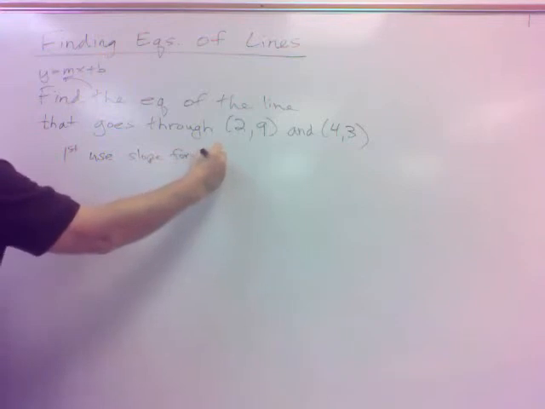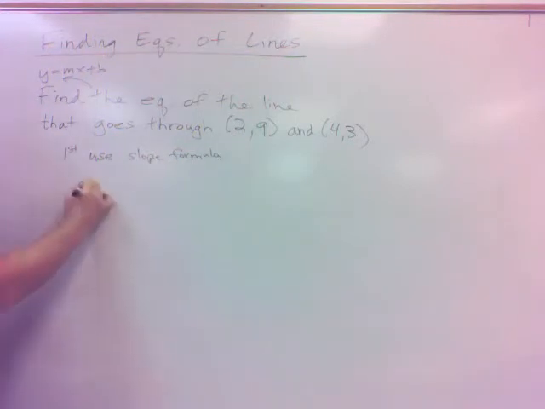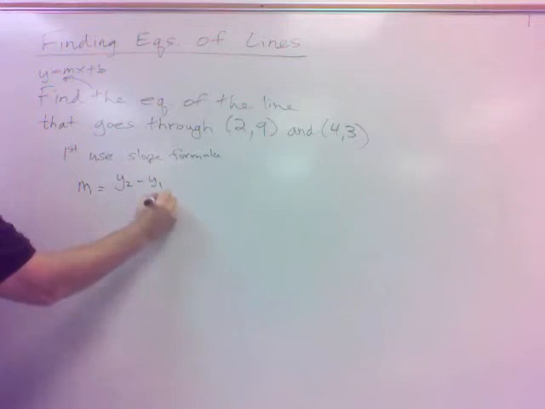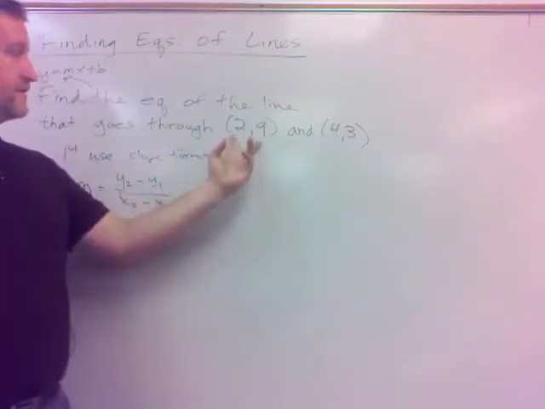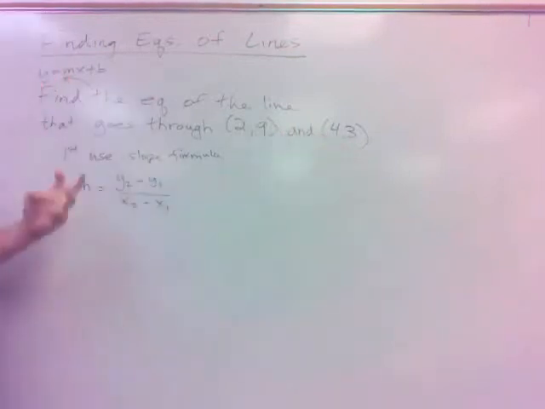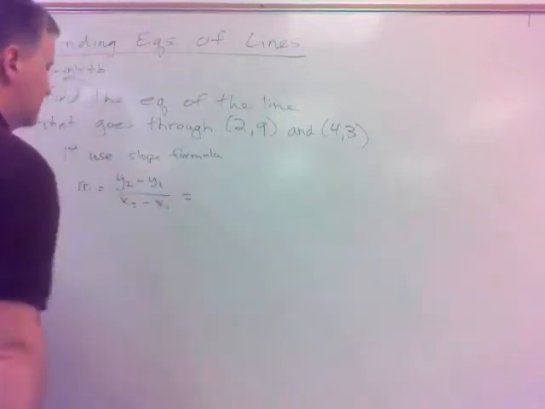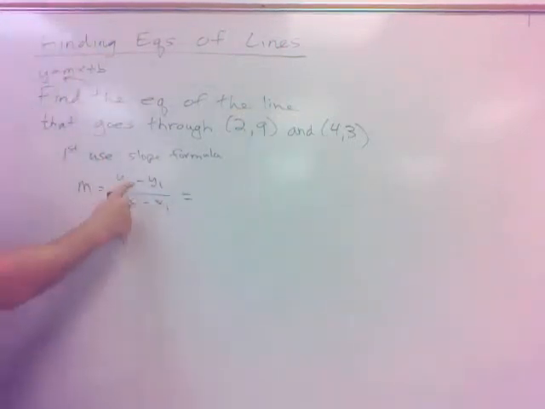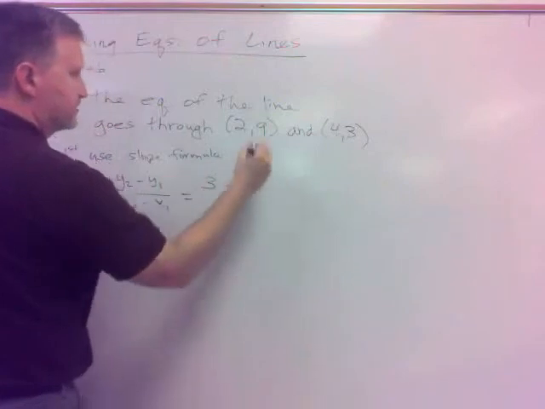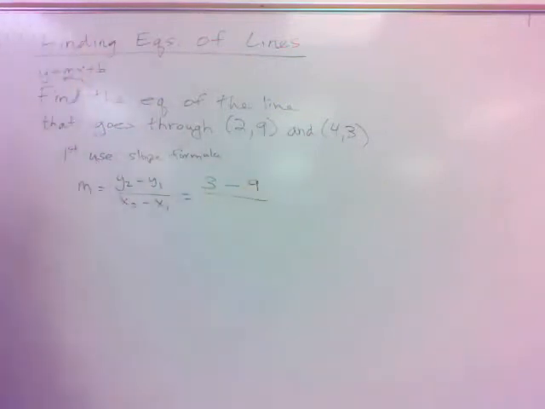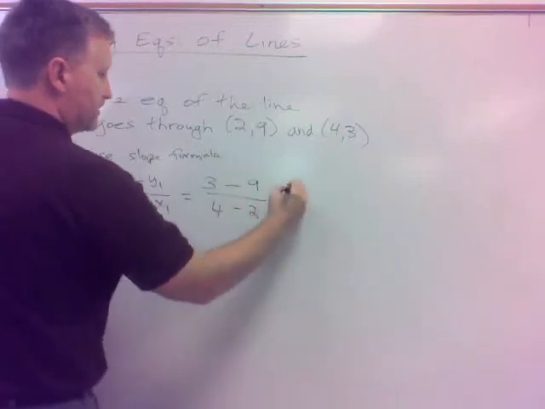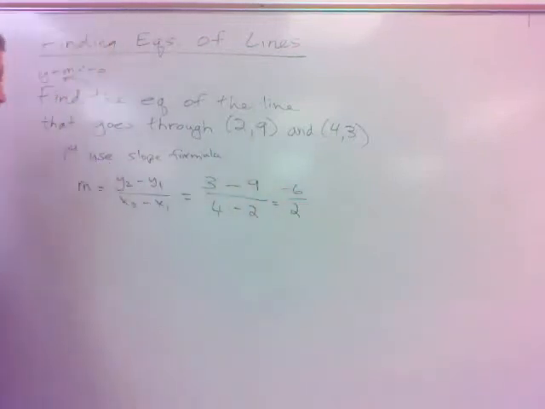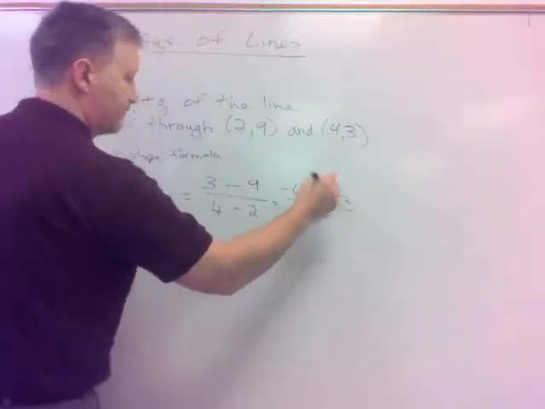that we talked about a moment ago. The m equals y2 minus y1 over x2 minus x1. Since I've got 2 points, first x, first y, second x, second y, I can use this, and that'll find my m. All right, so let's see what that is. Let's take the second y, which is 3, minus the first y, which is 9, and then divide that by the second x, which is 4, minus the first x, which is 2. That gets me negative 6 over 2, doesn't it?